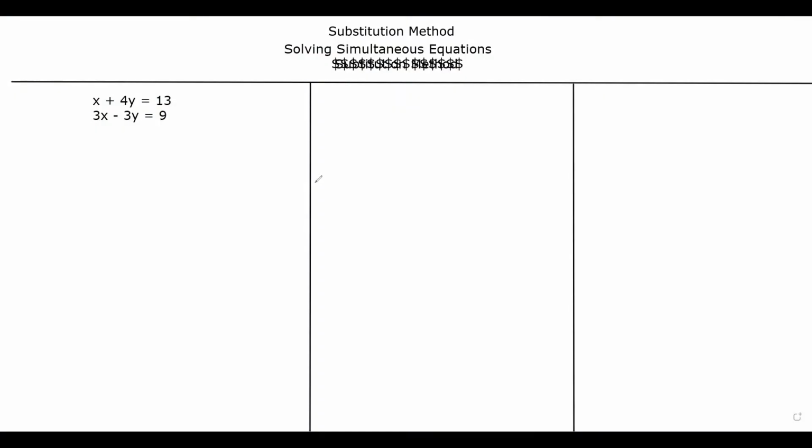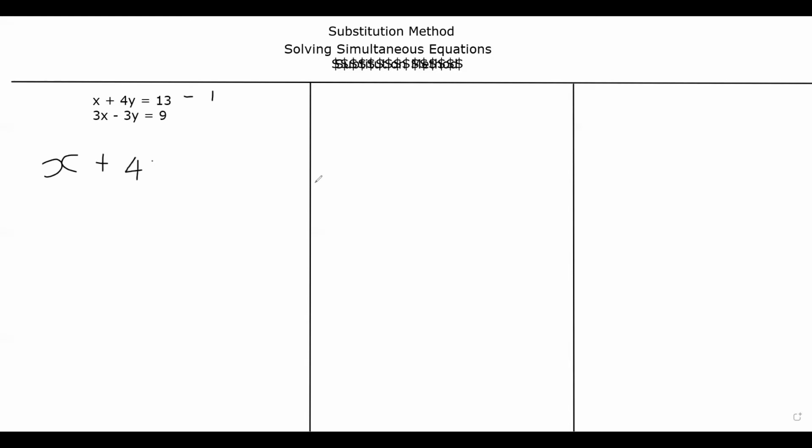Today we are going to look at solving simultaneous equations, and we are going to use the substitution method. So how do we go about this? We first of all take one of the equations. For example, we have two equations, so I can take the first one and let me rewrite it down here.